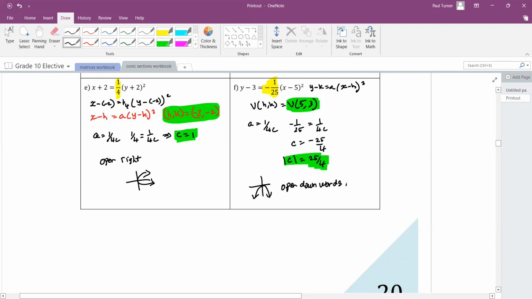So that being said, when you know how to do these steps, the next step will be graphing the parabolas using the directrix, focus, and the vertex.